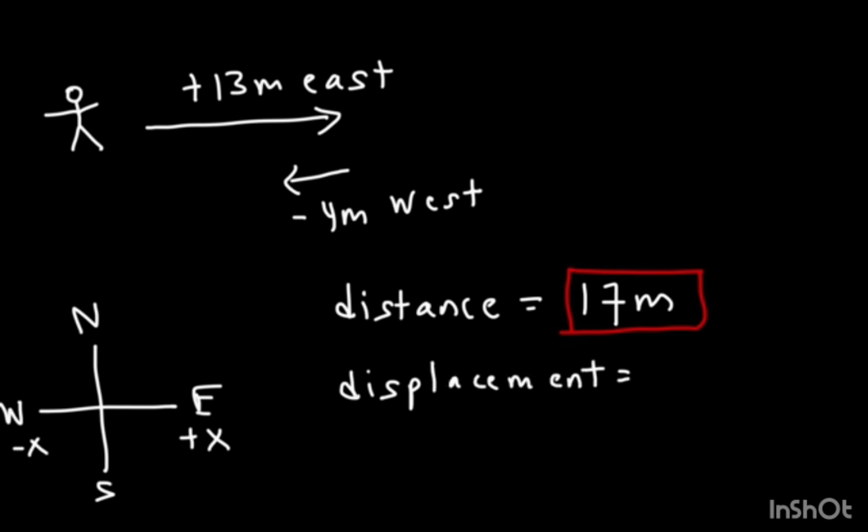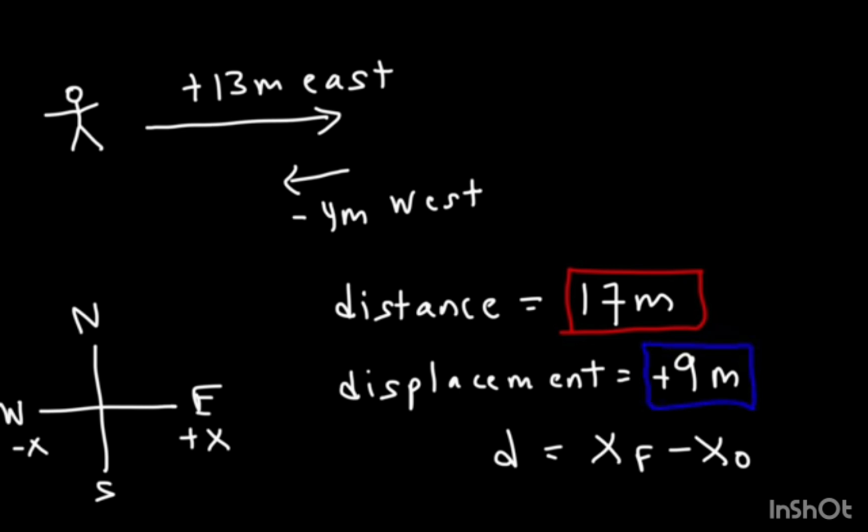Now displacement can be positive or negative, dependent on the direction. If you were to combine these two, including the negative 4 value, it would be 13 minus 4. So the displacement is positive 9. Displacement is the final position minus the initial position. So displacement is the change in position. What this tells us is that this person ended up 9 meters east from where he started.